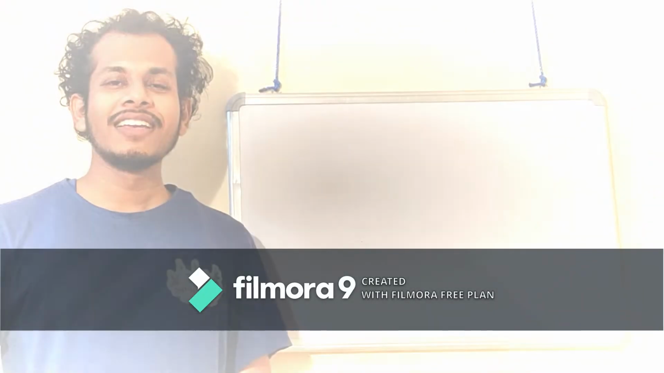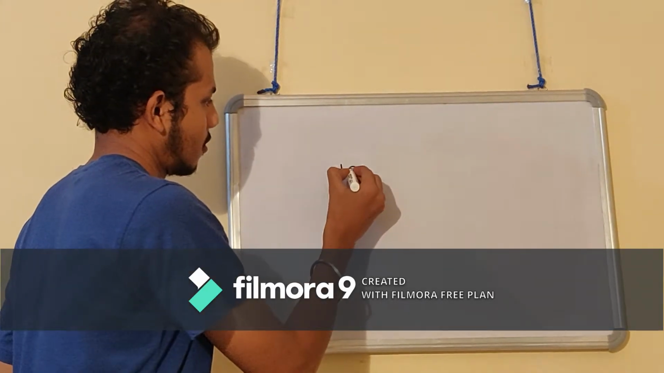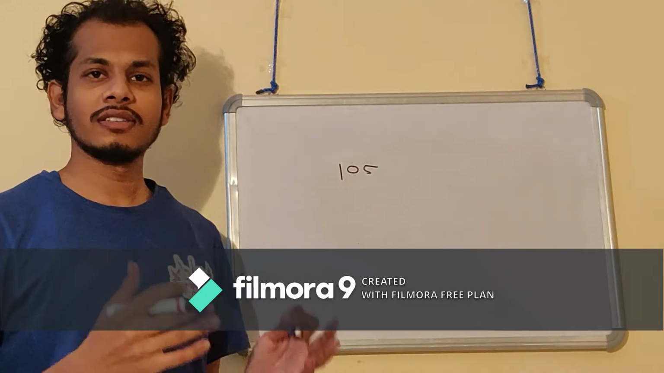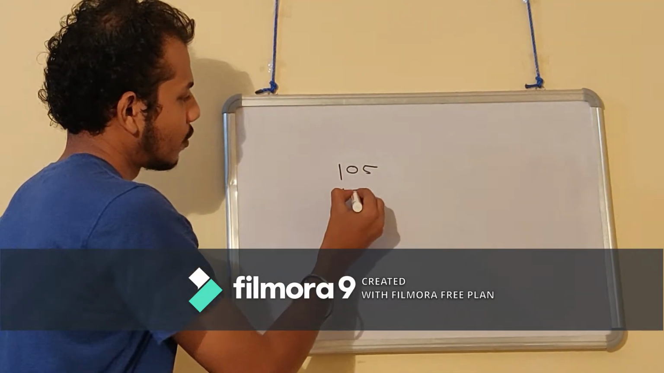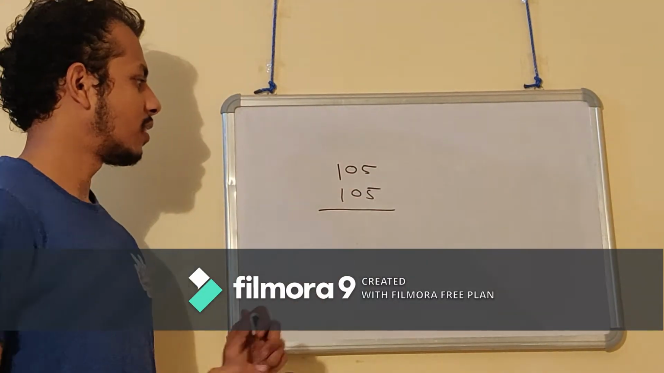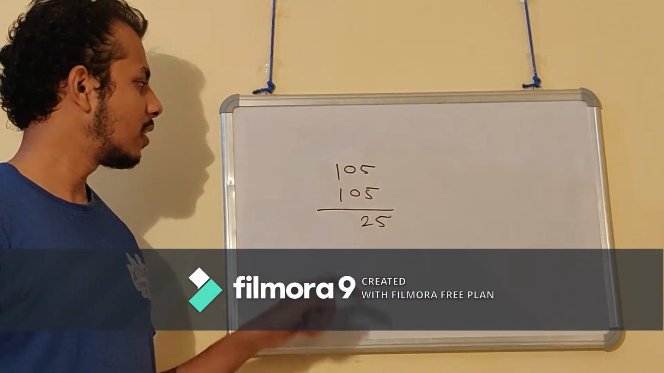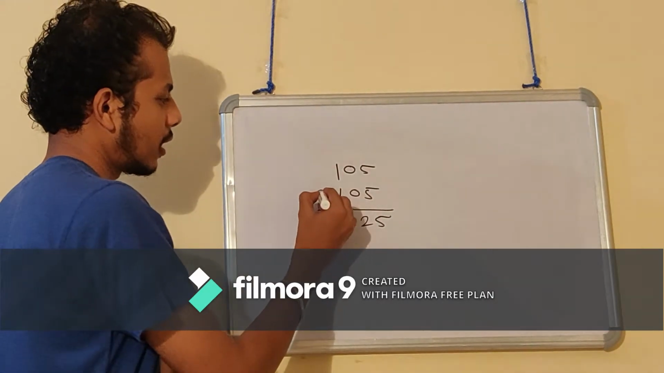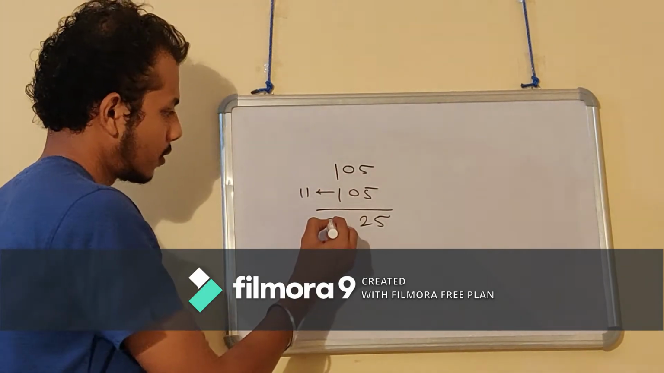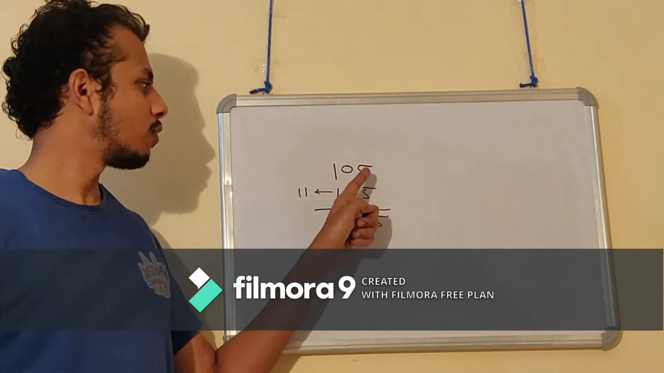Let's start. Here I am taking a 3-digit number, 105. Now I have to find the square of it. Same technique. I am writing this number once again here. First, I have to multiply 5 by 5, so that becomes 25, and then I have to multiply this 10 by the next number. After 10 we get 11. So 11 tens are 110. So 11025 is the square of 105.